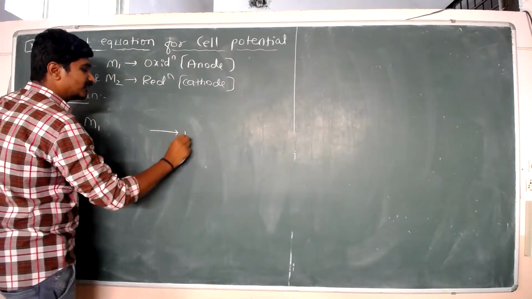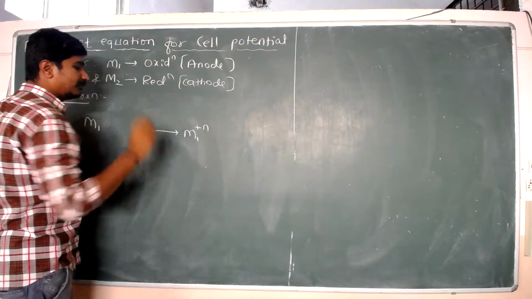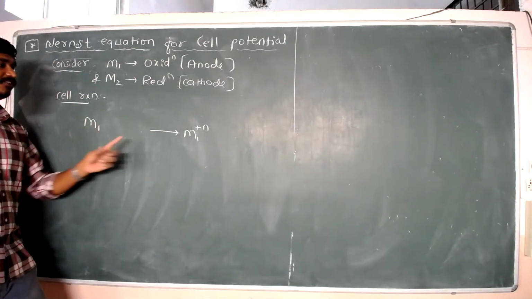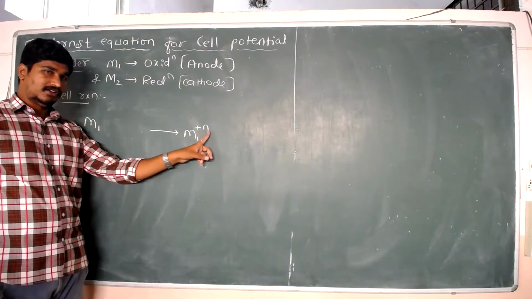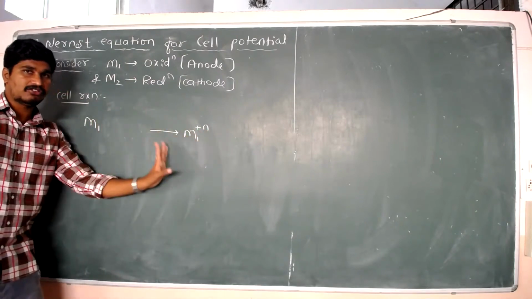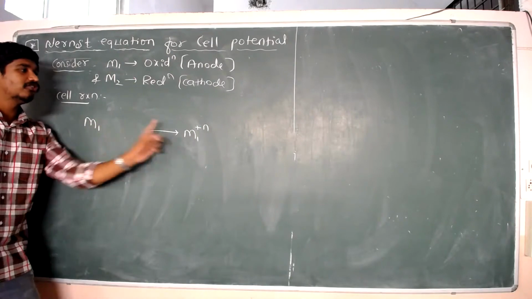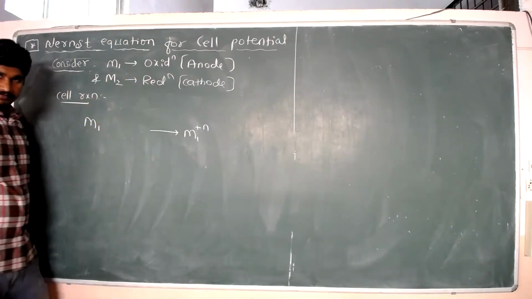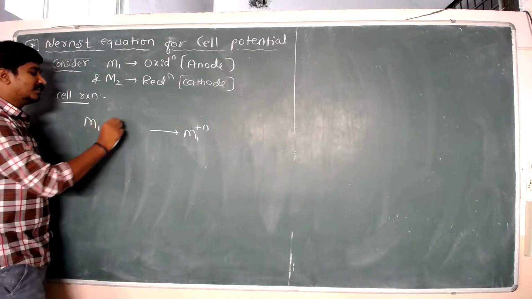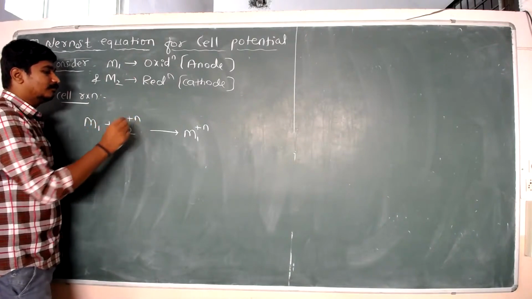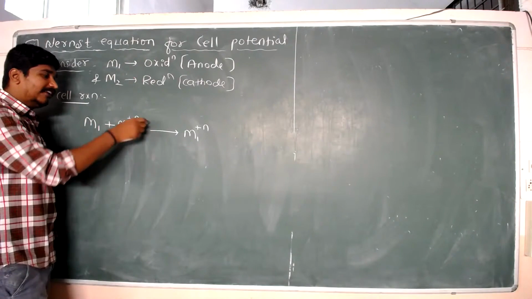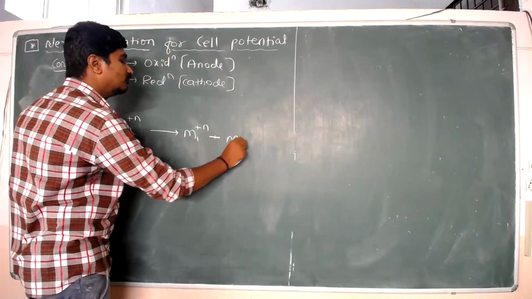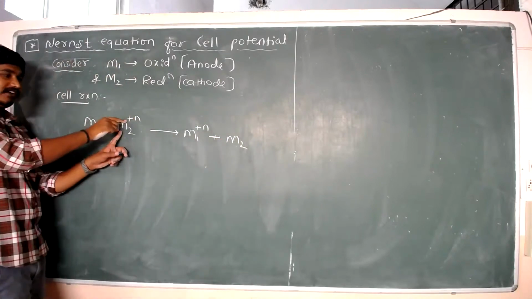M1 undergoes oxidation by losing n number of electrons: M1 minus n electrons gives M1 plus n. The oxidation number is increasing, that is oxidation, or here it undergoes loss of electrons. Now M2 undergoes reduction. The M2 plus n metal ion, after gaining n electrons, is converted into M2, meaning gain of electrons.